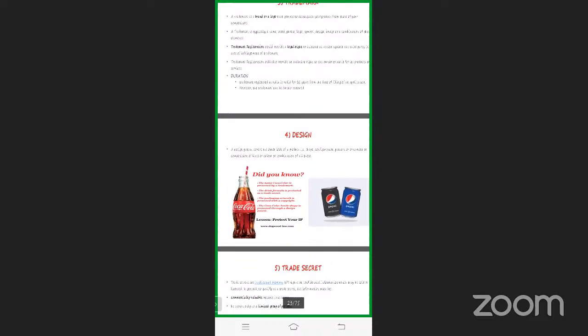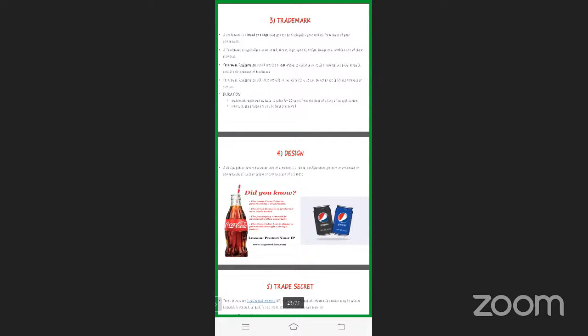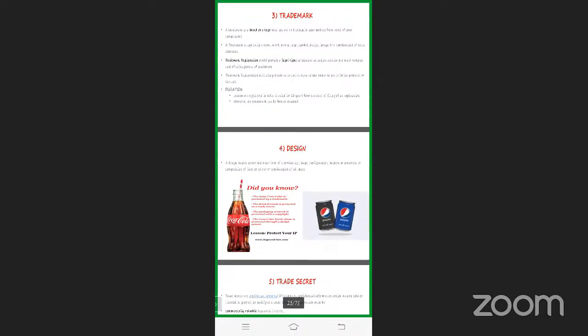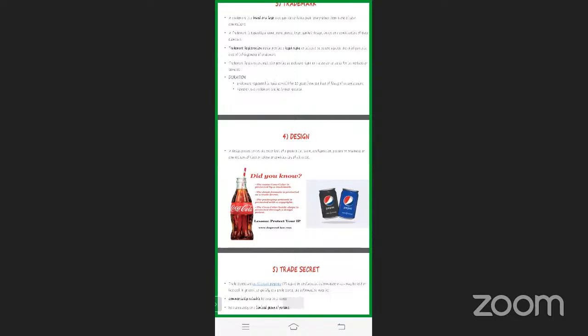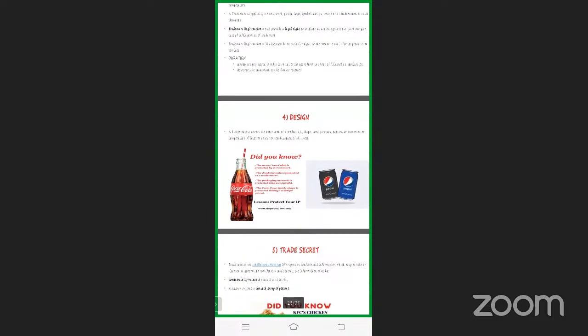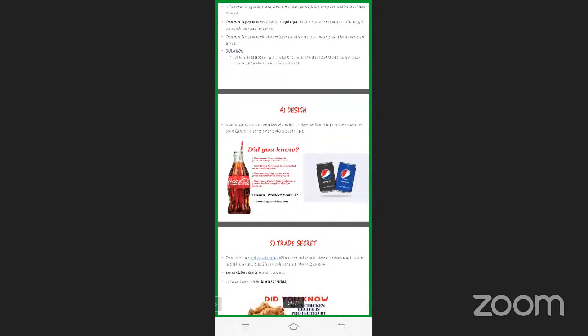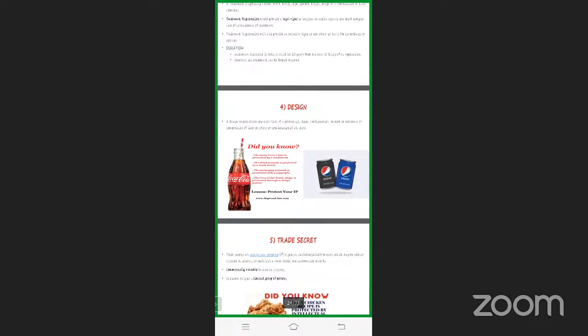It can be a name, a logo, a symbol, a design, or anything for a particular company or a particular product. The trademark, the particular logo or symbol, is owned by that particular product or institution, so no one can take rights on that symbol. That is the meaning of trademark. A trademark registered in India is valid for 10 years from the date of filing of the application.